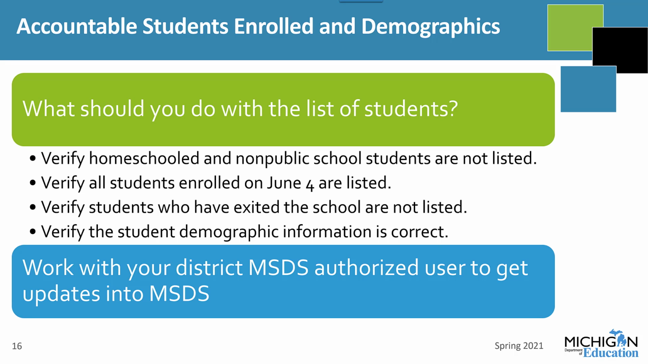Verify that students who have exited the school are not listed. And finally, verify student demographic information is correct. If you find errors or information that needs to be updated, you will need to work with your district MSDS authorized user to get those updates into MSDS. If you don't know who your MSDS authorized user is, again, you can find that information on the secure site on the District and School Contacts page under the Assessment Registration dropdown.